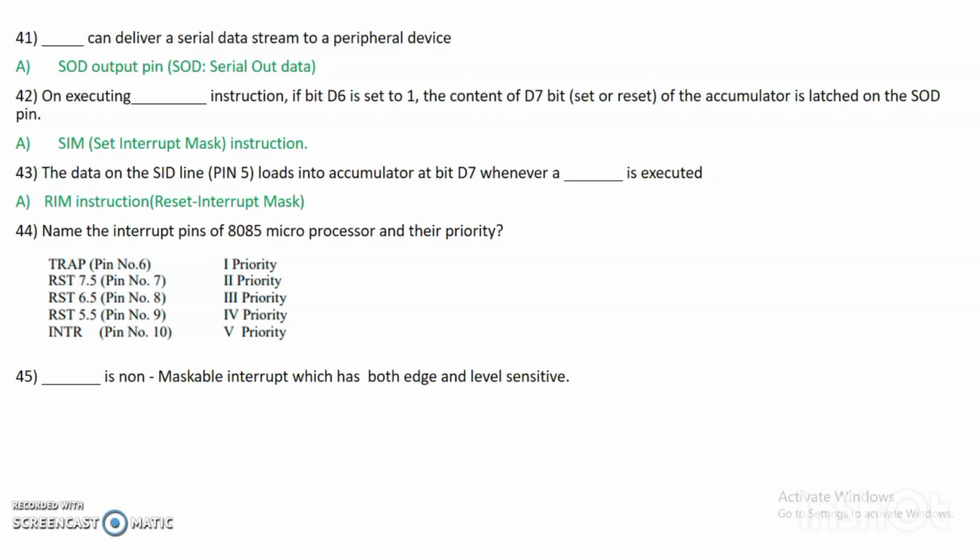Bit number 45, dash is non-maskable interrupt which has both edge and level sensitive. The answer will be trap. Trap is a non-maskable interrupt which has both edge and level sensitive form.